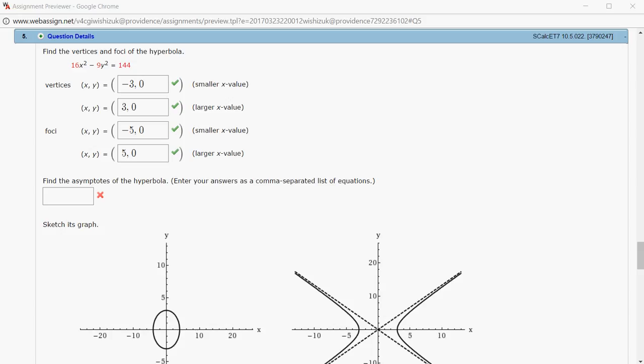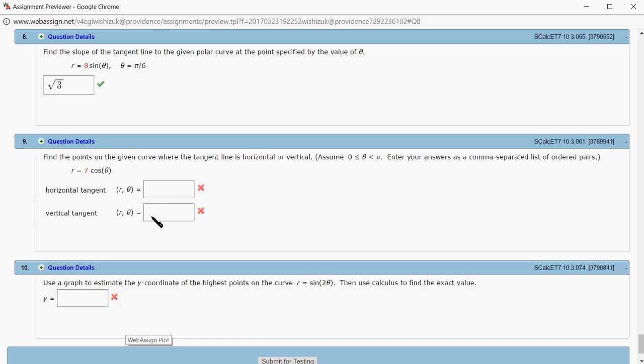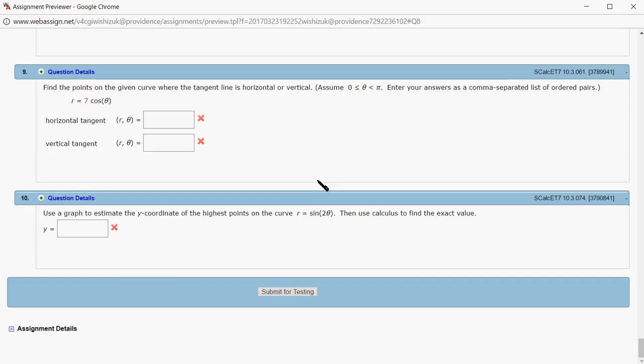Then we want to find the asymptotes of the hyperbola. Remember that it's going to be y equals plus or minus b over a x. In this case, the b value is under y, so it's 4, over a is 3, x.